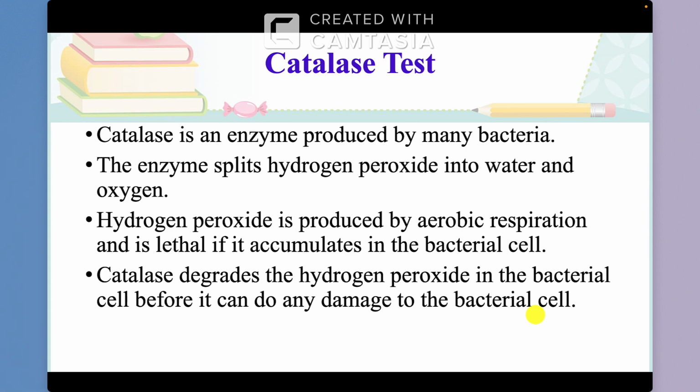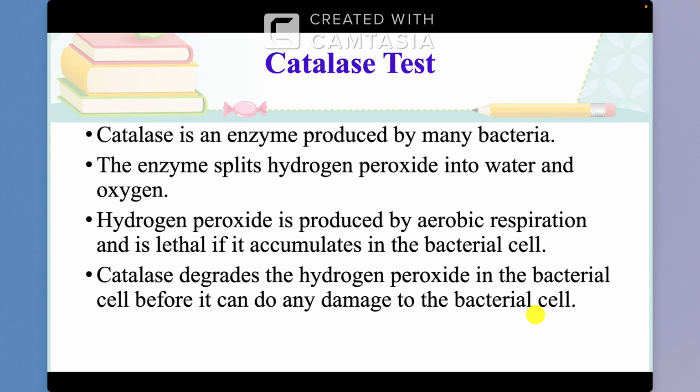Catalase is produced by many bacteria, but in Staphylococcus, of course, we can depend on this test to differentiate between Staphylococcus and Streptococcus. Today we're going to explain how we can differentiate between Streptococcus and Staphylococcus according to this test.